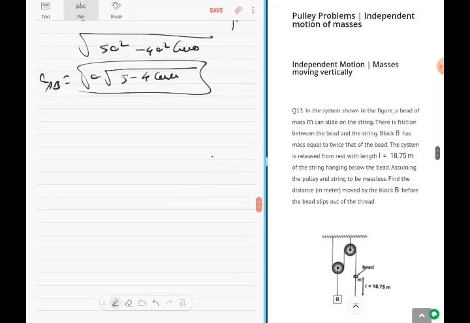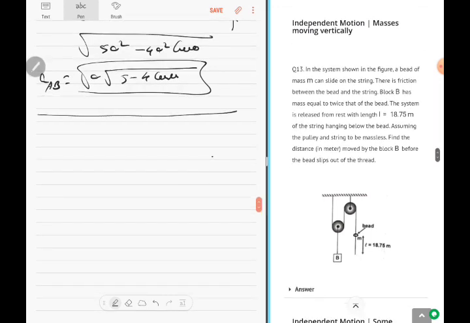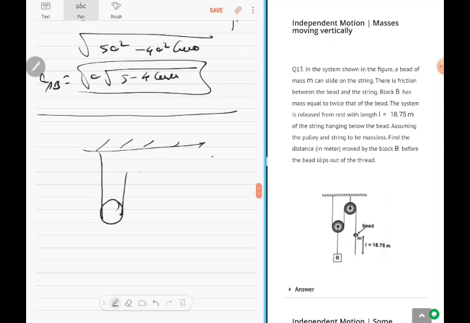So let's go to the 13th question. You can read the question here. The questions have been printed. You have a movable pulley and a fixed pulley, on which there is a bead of mass m, and there is a thread of length L, where this part of the length is 18.75 meter. There is a block B, and it's given that this mass is 2m.